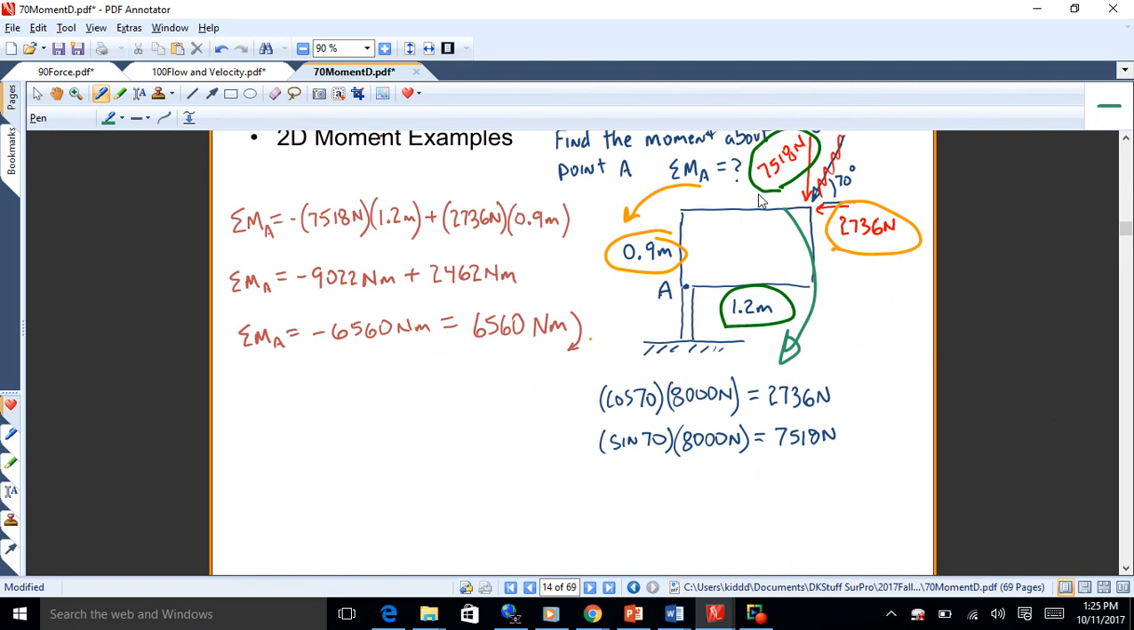Okay, so the net moment is 6,560. If that were what I call a pin joint, a hinge kind of thing here at A, what would happen is that plate would start to rotate clockwise because it's a net negative moment. Okay.